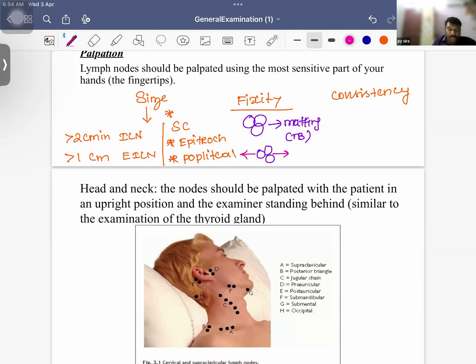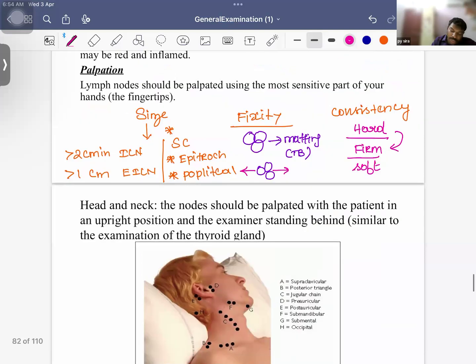Then consistency: hard lymph nodes, firm, soft. Usual lymph nodes are hard to firm in consistency. Soft is very rare unless it is a lymph node abscess. Otherwise it is going to be insignificant. So this is very important about your lymph nodes.